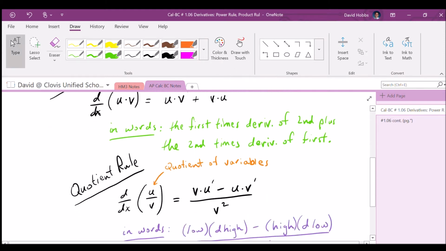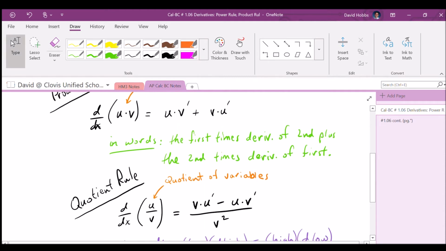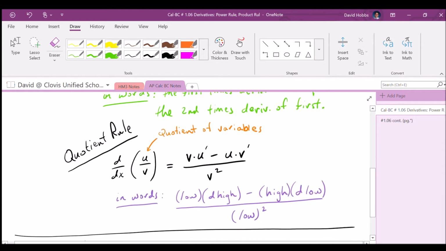Then we have the quotient rule. Okay, the quotient rule, quotient of variables. So u over v, so v times u prime minus u times v prime over v squared. That is really hard to remember that way. So instead of that way, I think it's a lot easier to remember this way.